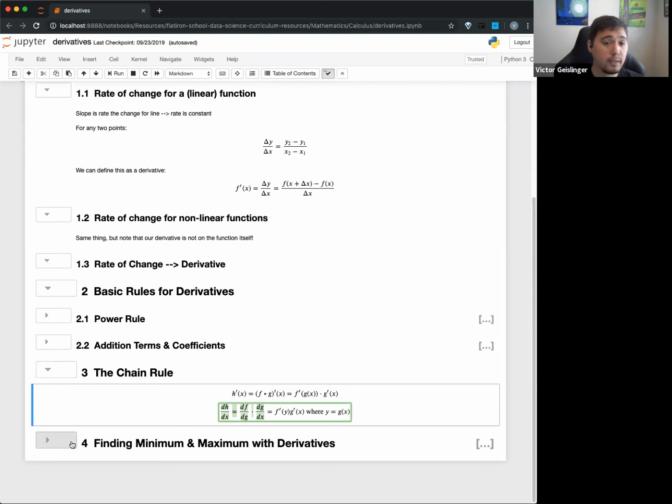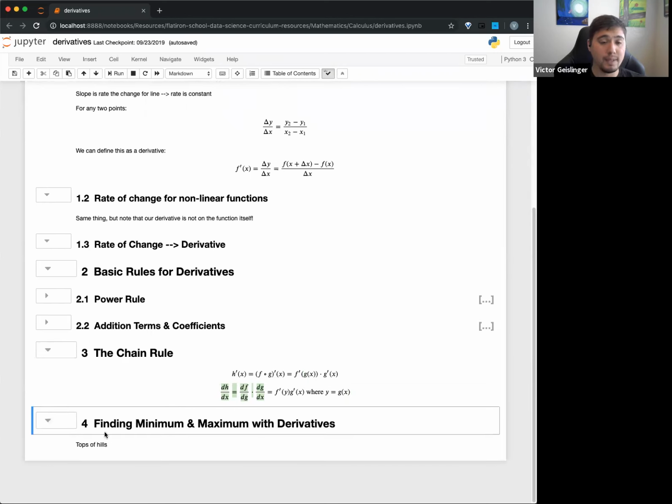Okay, and then the last part: we can use derivatives to find the minimums and maximums. This is going to be really important because later on we're going to try to minimize how bad our guess is. Essentially we can use a function that describes how bad our guesses are and ask what's the minimum, what's the least bad we can do compared to our data.